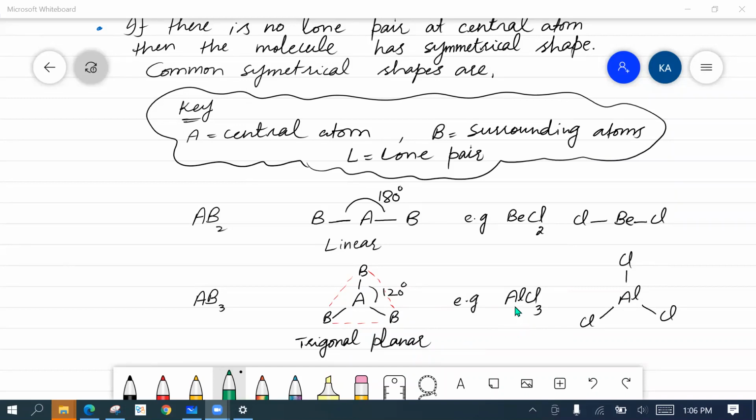Here we can also conclude that aluminium belongs to group 3 and chlorine belongs to group 7. So there are 7 electrons in the valence shell of chlorine, and each Cl shares 1 electron with the central aluminium atom. So the conclusion is that all the elements of group 3 and all the elements of group 7 form the similar shape, trigonal planar.